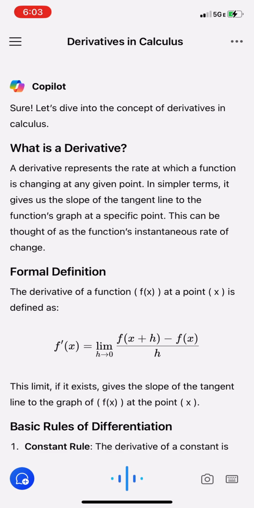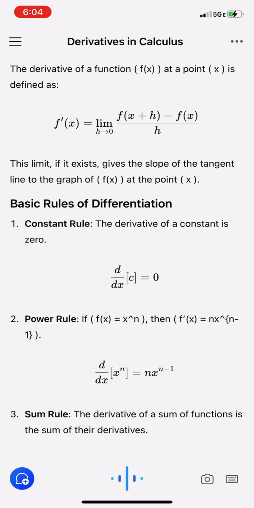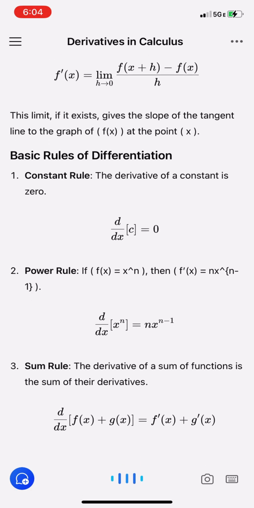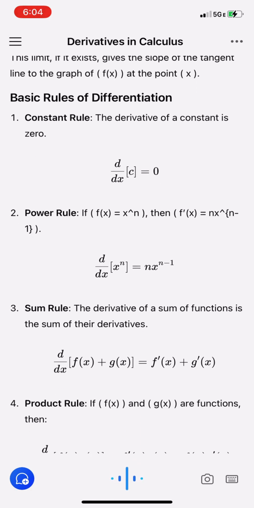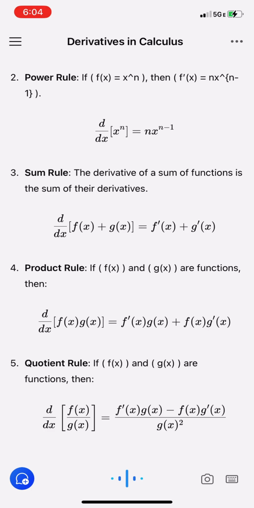Basic rules of differentiation. Constant rule: the derivative of a constant is 0. Power rule: if f(x) equals x to the power of n, then f'(x) equals n x to the power of n minus 1.